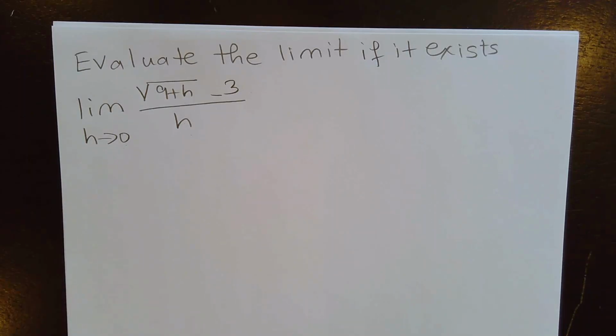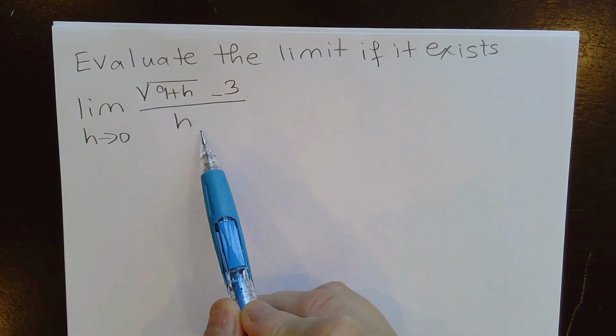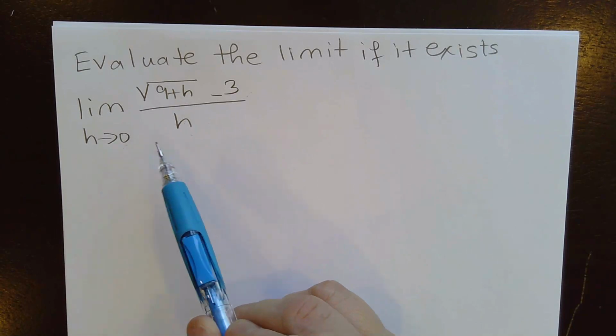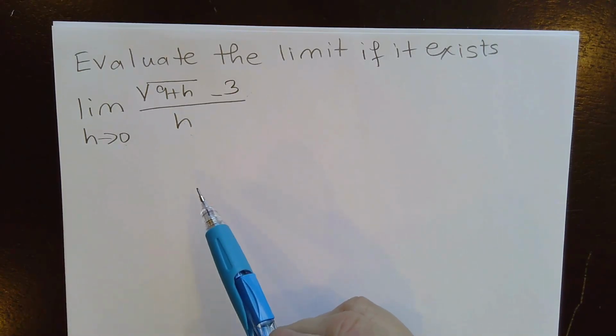Everybody, today we're going to evaluate the limit if it exists. We have the limit as h approaches 0 of the square root of 9 plus h minus 3 over h. Now the denominator h approaches 0, so you can guess that you can't apply the quotient law and you can't use direct substitution.